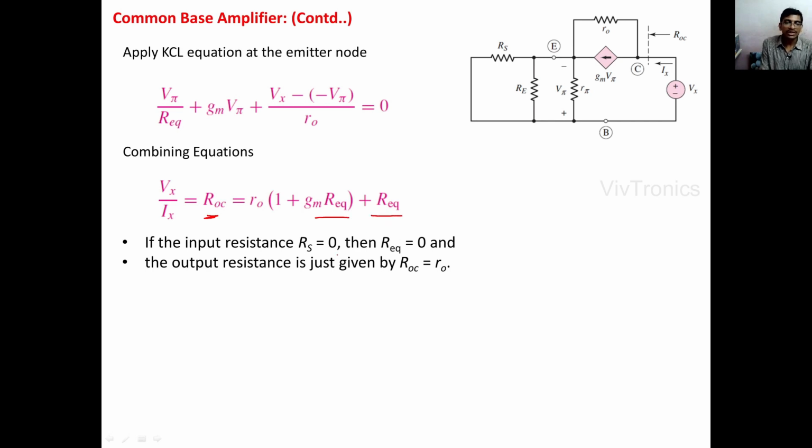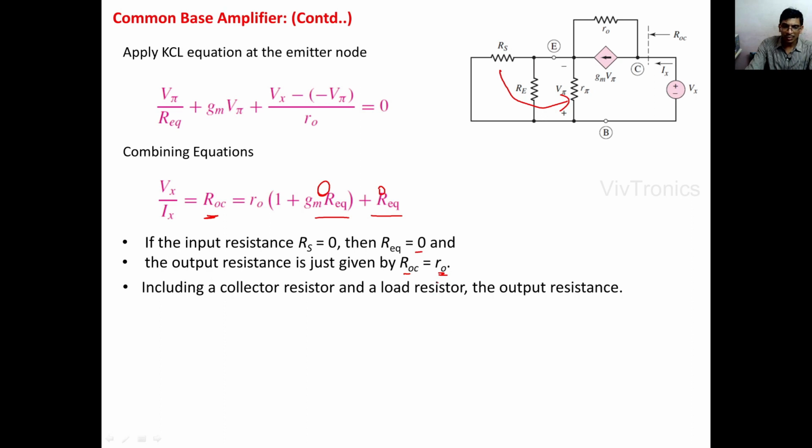If the input resistance Rs is equal to 0, then R equivalent is also equal to 0, because these three are in parallel combination. Therefore the output resistance is given as ROC is equal to R0. If R equivalent is equal to 0, this term will be equal to 0 and this term is also equal to 0. Output resistance will be equal to small R0 only.